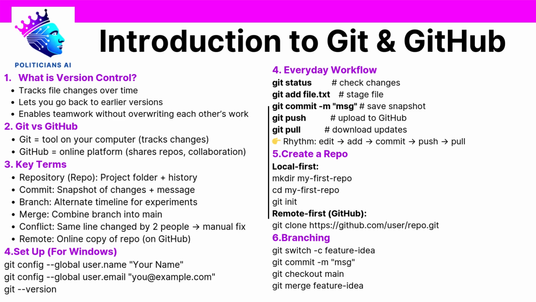Basic concepts in Git. Before we touch commands, let's get comfortable with a few words. A repository, often called a repo, is your project folder plus its entire history. A commit is a snapshot of the project at a moment in time, identified by a unique hash and labeled with a short message. A branch is an alternate timeline where you can experiment without affecting the main version. A merge brings changes from a branch back into the main line. A conflict happens when two people change the same line differently. Git asks a human to choose the final wording.